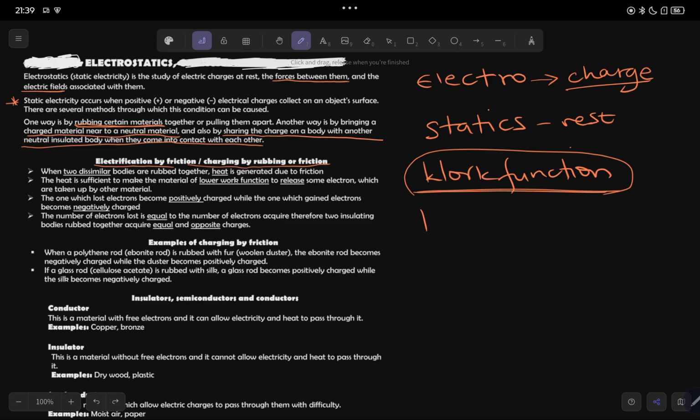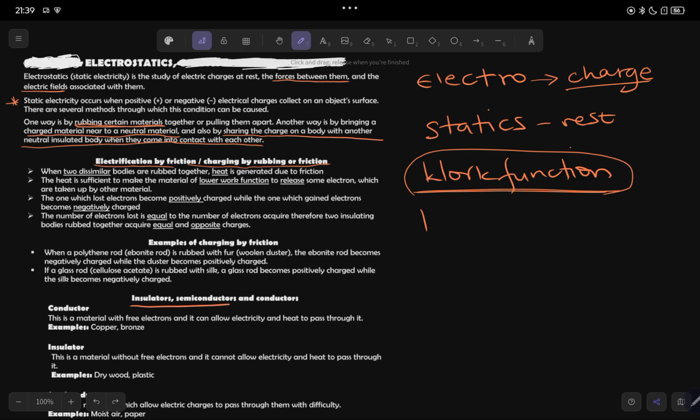Another example is if a glass rod, or what we call cellulose acetate, is rubbed with silk. The glass rod has a lower work function than the silk. Because the glass rod has a low work function, it will lose or donate electrons to the silk. So the silk therefore becomes negatively charged, while the glass rod becomes positively charged.